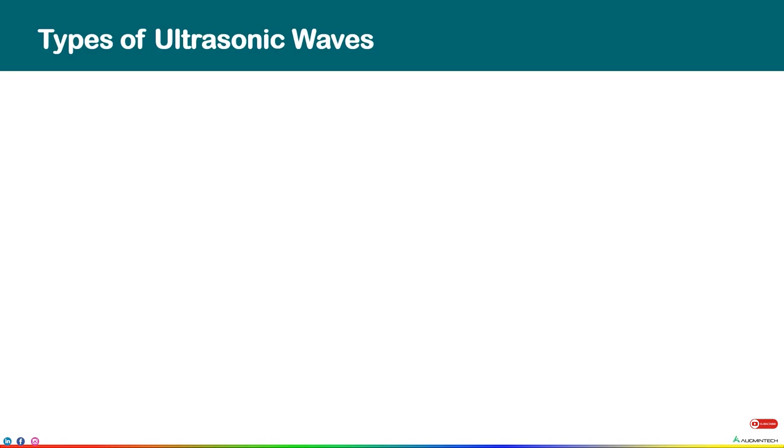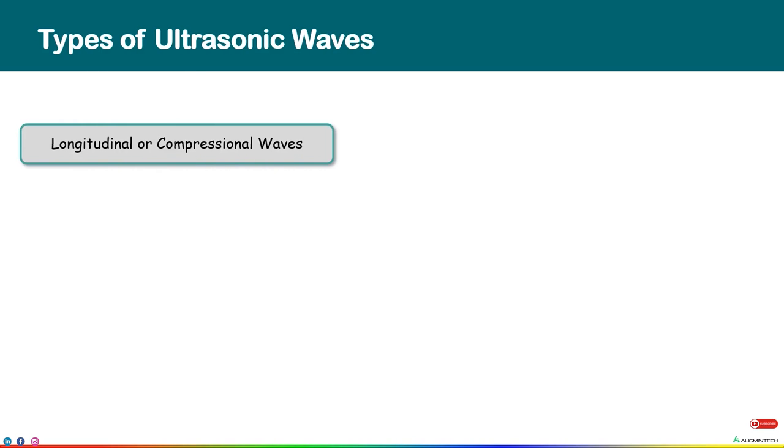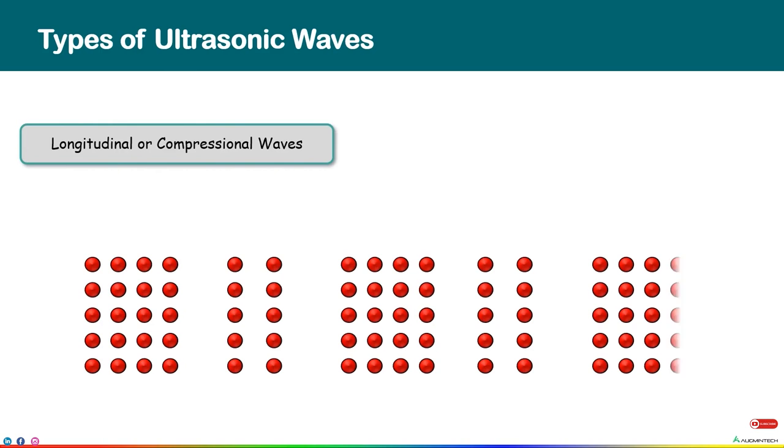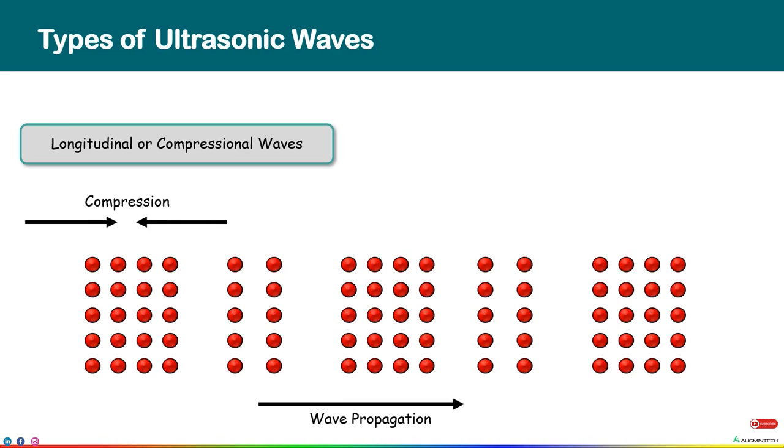Let's discuss different types of ultrasonic waves. First one is longitudinal or compressional wave. In this type of wave, the particle vibration and the direction of wave propagation are parallel. Alternate compression and rarefaction zones are produced by the vibration of the particles.